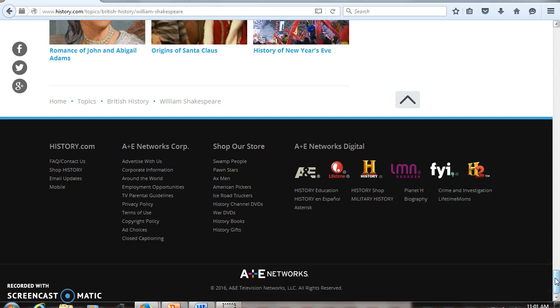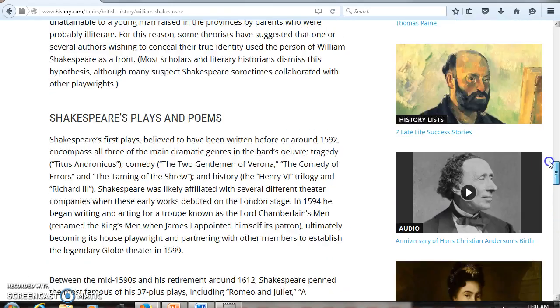Okay, my medium of publication is web because I'm on a website. And then my date of access would be today, 4 February 2016, because I'm accessing the information today.